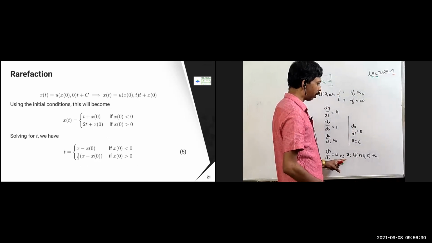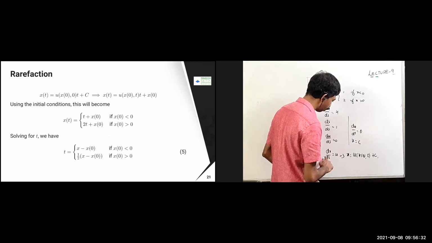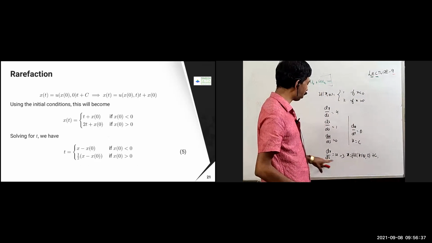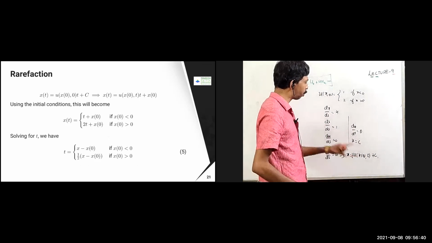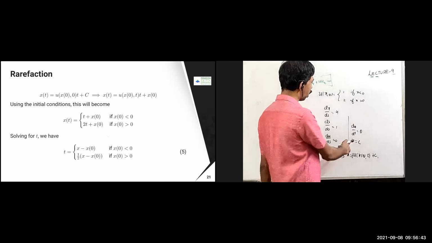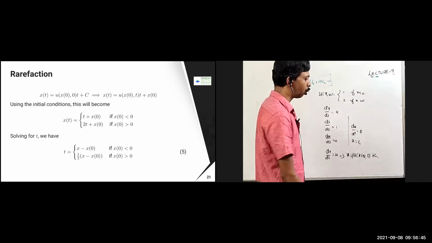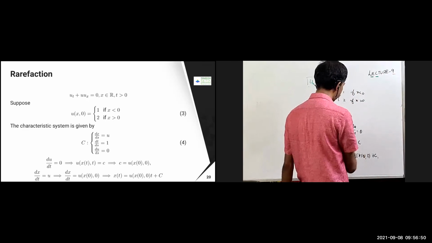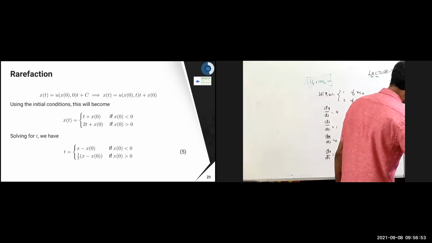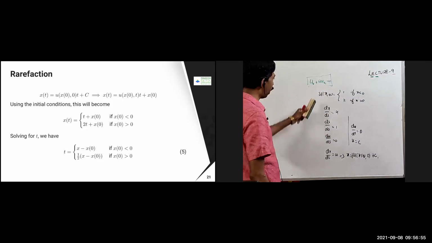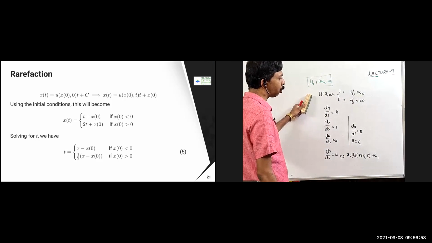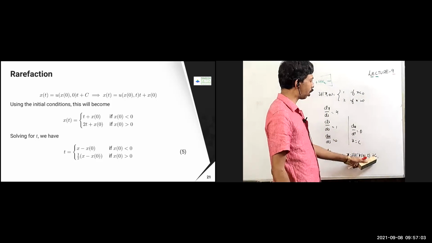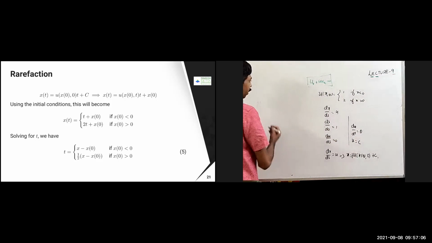Now, dx by dt is u, therefore x is going to be ut plus some constant. So t into u of x comma 0, because u is the same thing. u is C, or u of x, the C is same as this one: C equal to u of x comma 0. So that one I'm substituting here. Now use the initial conditions in this formula. So x of t is equal to t into u of x comma 0 plus C1. Therefore, what is x of t going to be?